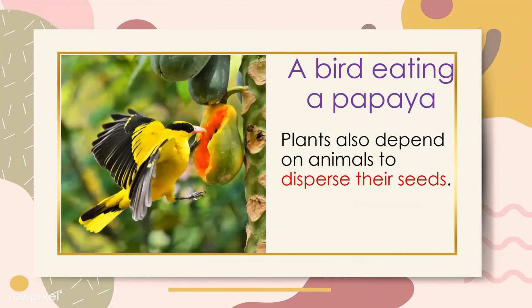The next one is a bird eating a papaya. Plants also depend on animals to disperse their seeds. For example, the seeds of the papaya will fall down on the ground and it will grow. So plants also depend on animals to disperse their seeds.